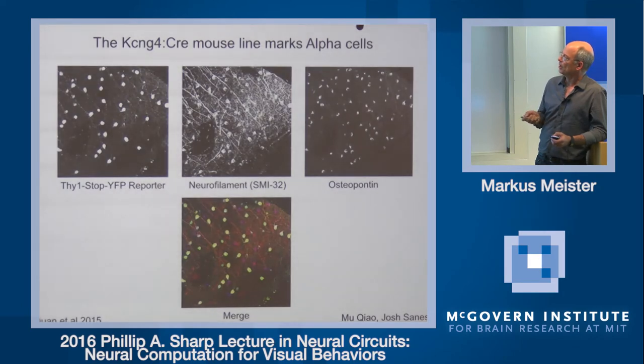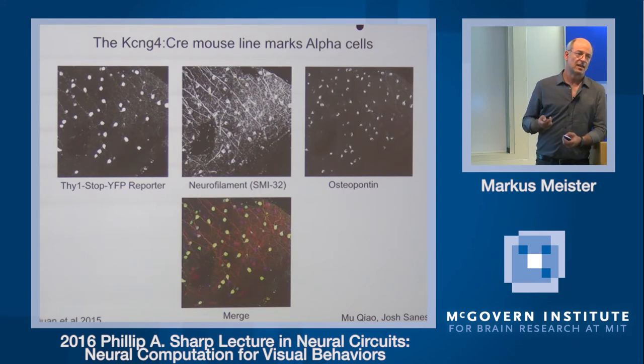So the key tool here was another mouse line that Josh and colleagues developed that expresses Cre recombinase in the locus of a gene for a potassium channel subunit. The particular reason why the potassium channel subunit might be expressed in alpha cells, we don't understand at this moment, but we're just opportunistically using it as a marker for this class of neurons. So this shows these neurons labeled in the Cre line. For comparison, this is an antibody to neurofilament, and this is antibody to another protein called osteopontin, which has been closely associated with the alpha retinal ganglion cells, again through work of Josh and colleagues.